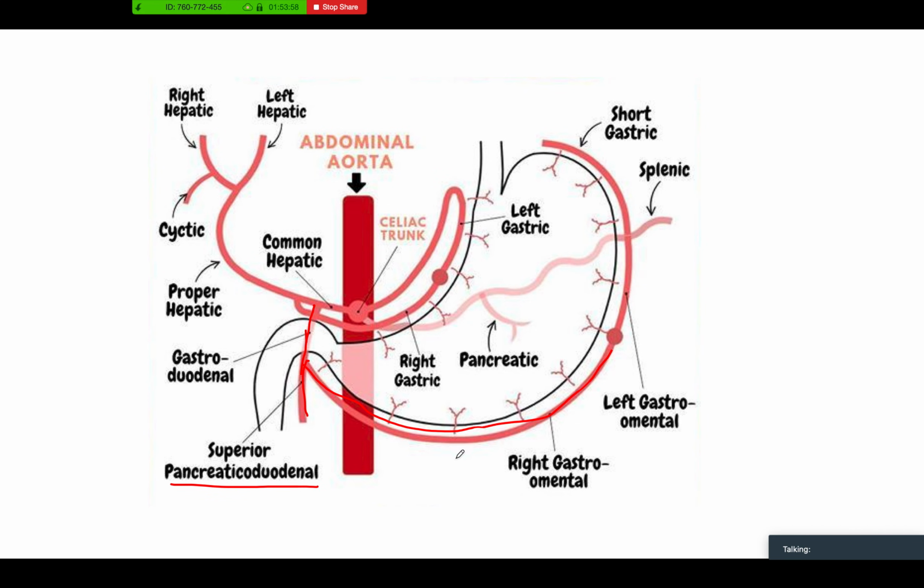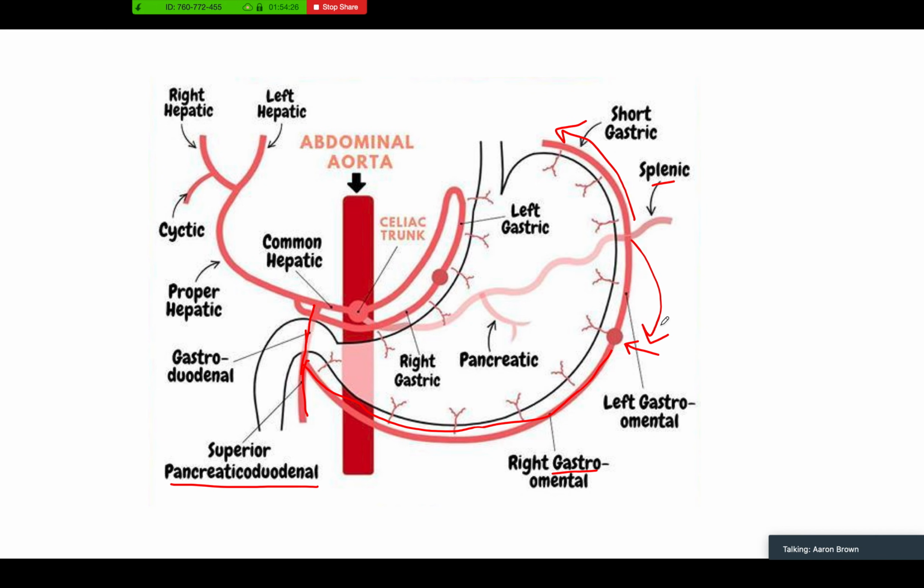Okay. The last branch that we need to mention is this. The splenic artery is going to give a branch to the greater curvature so we can have an anastomosis, or a connection, between these two arteries. And it's also going to give the short gastric artery that gives blood supply to the fundus of our stomach. Okay. And that is it. That is all the branches of the celiac trunk that you need to know.